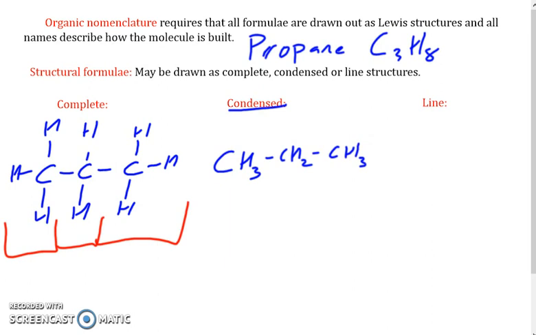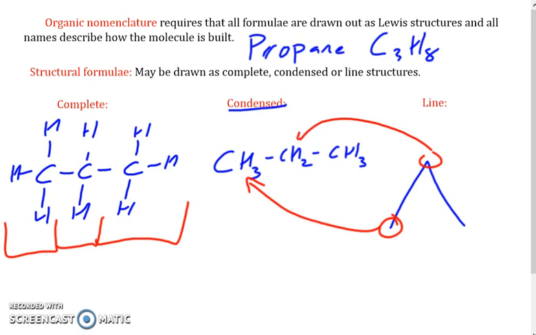There are even faster ways to write this out. We can use the line method, and the line method for propane looks like this. Now, what does this actually mean? Well, this tip right here represents the CH3. This middle piece here represents CH2. And this last piece here represents CH3. We're going to be using all three of these ways to label them as we go throughout our unit.